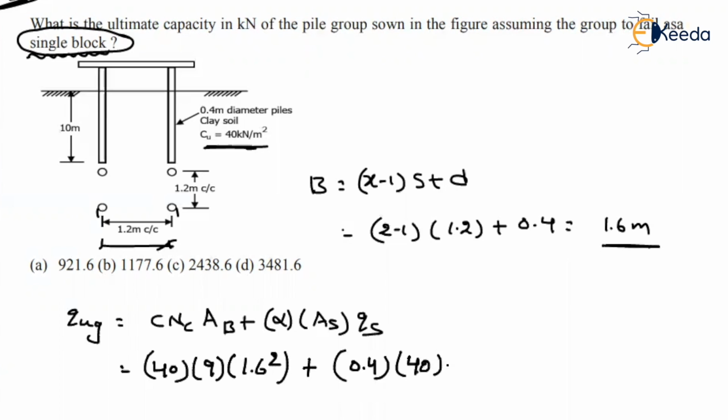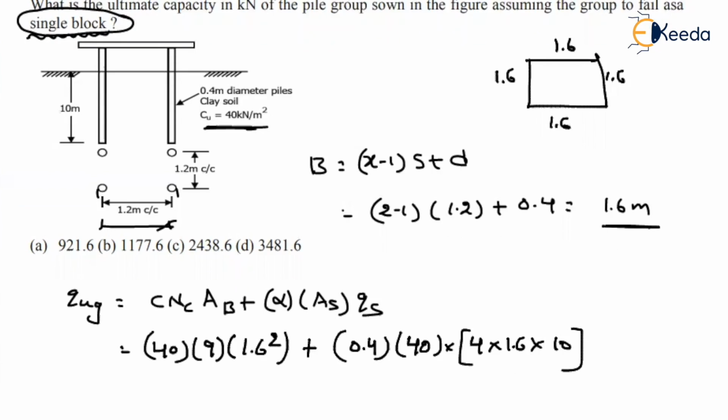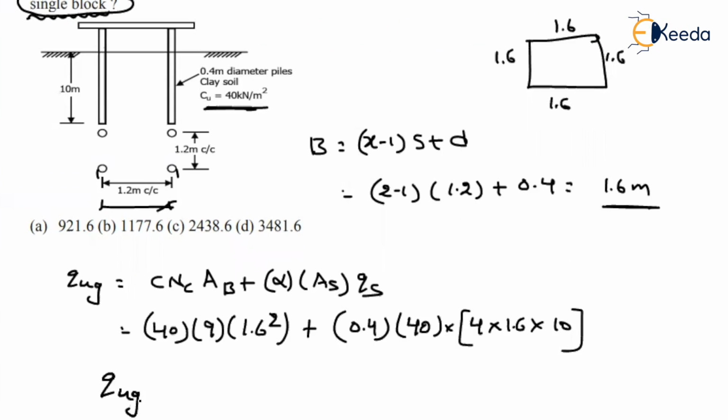And what about the shear resistance? Again it is 40 into the surface area. If it is in the form of a square, what about the circumference length? Each side is 1.6 meter as it is a square. That's why I will say 4 into 1.6, into the length of the pile, 10 meter. If you solve this, you will get the capacity of the pile group equal to 3481.6 kilonewtons. Is the answer there? Yes, D is the correct option.